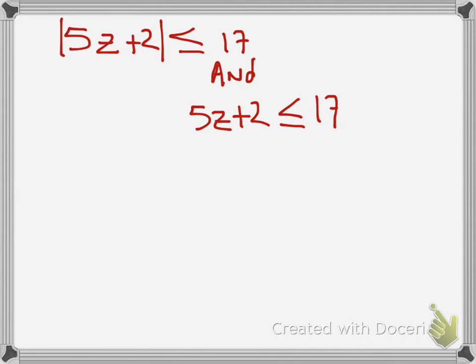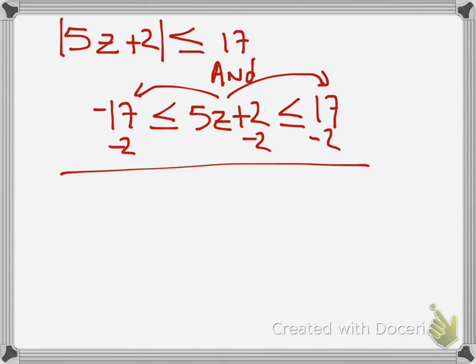So what is the 5z plus 2 going to be in the middle of? It's going to be in the middle of negative 17 and 17. So notice there, positive, negative. It's always like that, positive, negative. But ands are usually in between. So that way you can always get this idea, oh, what do I do with ands? Subtract 2 from all parts, and then divide by 5.